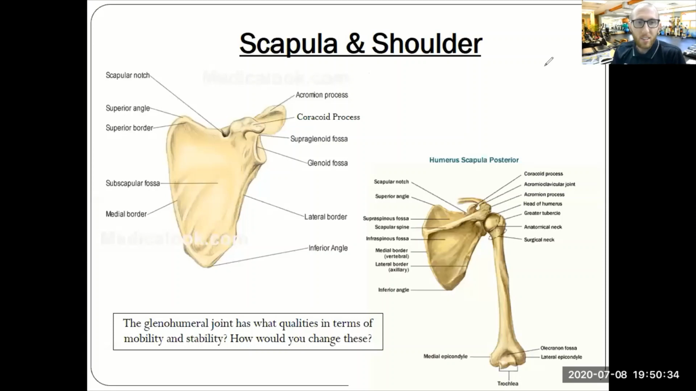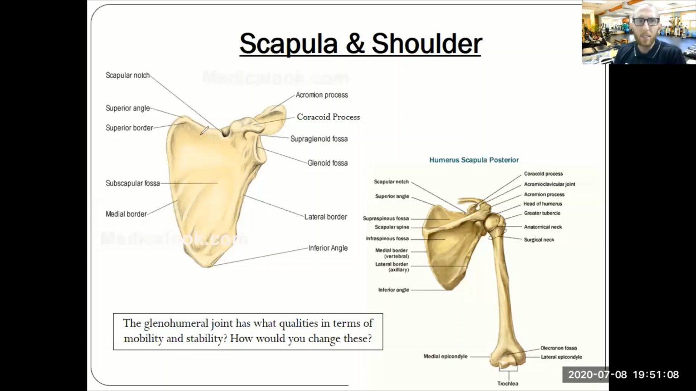And I want you to start to think about what are some of the qualities of the glenohumeral joint, which is the joint of the humerus and the scapula coming together. What are some of the characteristics as far as mobility and stability go? What can you do with your shoulder in terms of mobility and stability? We'll talk on our professional teams more about that.